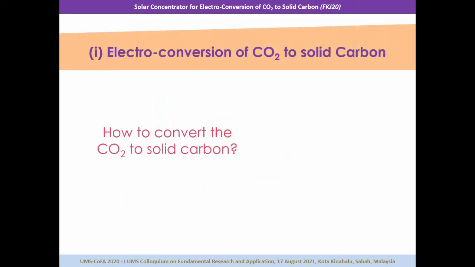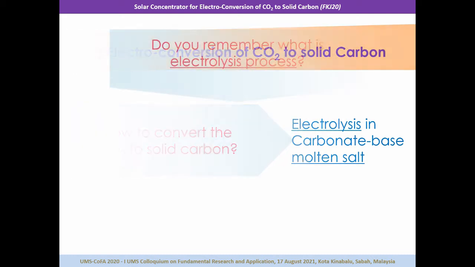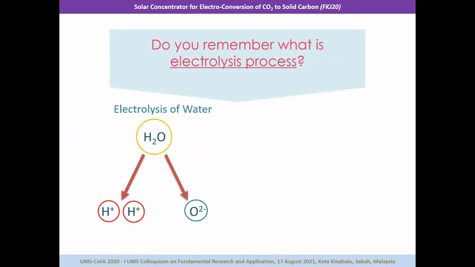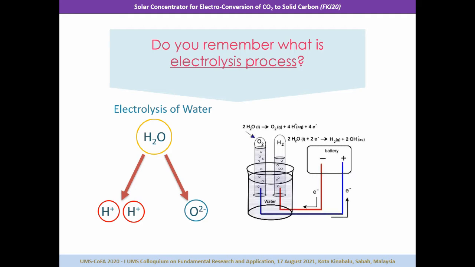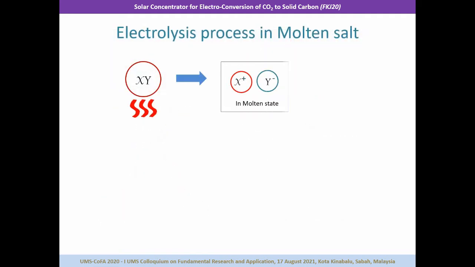The conversion of carbon dioxide to solid carbons can be carried out using electrolysis in carbonate-based molten salts. I'm sure that everyone remembers how the electrolysis of water works. When voltage is applied on the pair of electrodes, the water will split into hydrogen and oxygen. So we use the same concept in the electroconversion of carbon dioxide to solid carbons. However, molten salts containing carbonate salts are used.